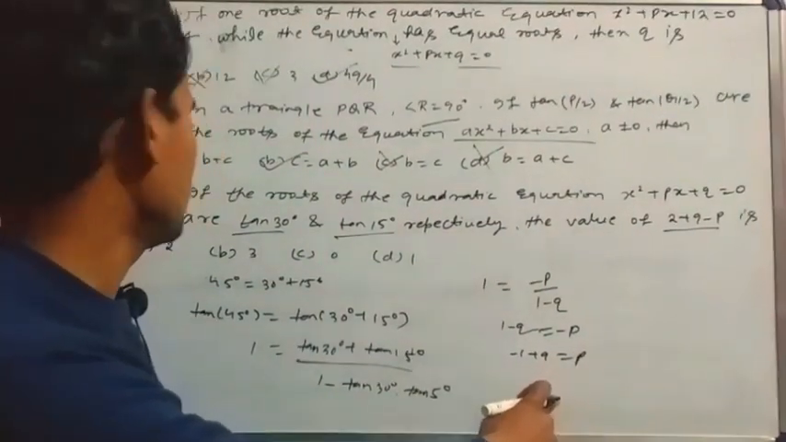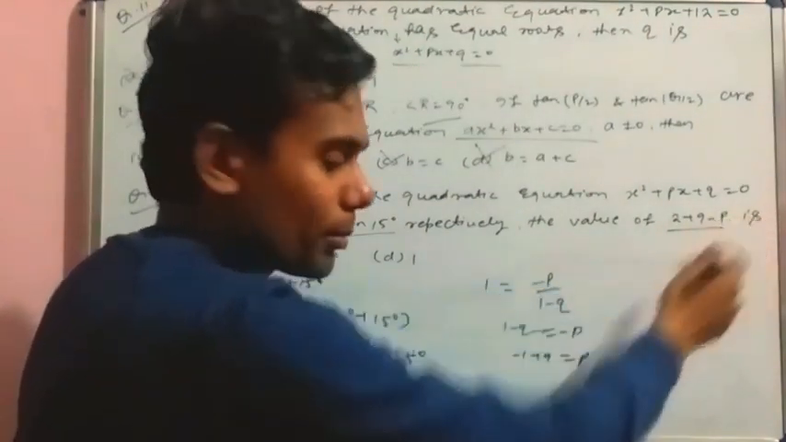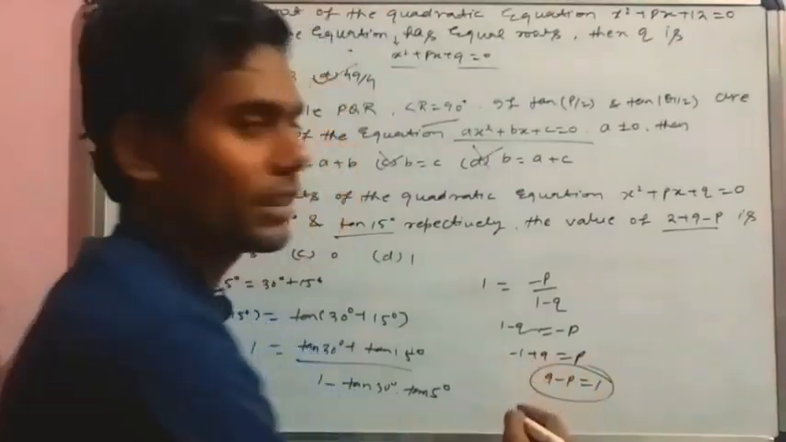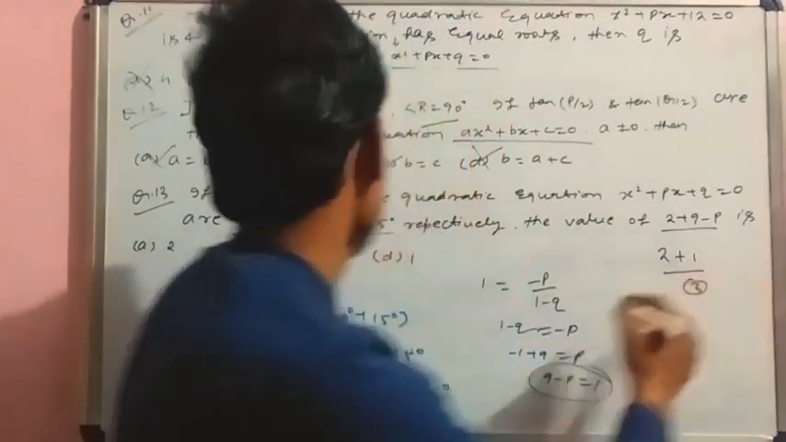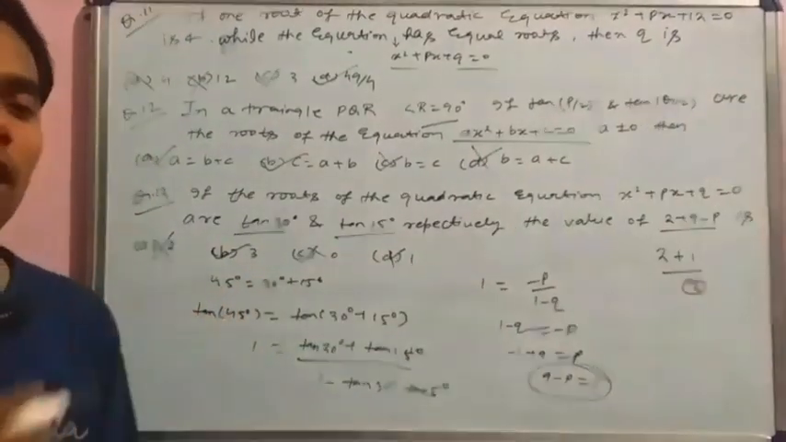So we have to find the value of q minus kp. Then q minus kp is equal to plus 1. Then we put these values: 1 plus k 2 plus k1 is equal to 3. And B is the right option, and C, D, and A are incorrect options.